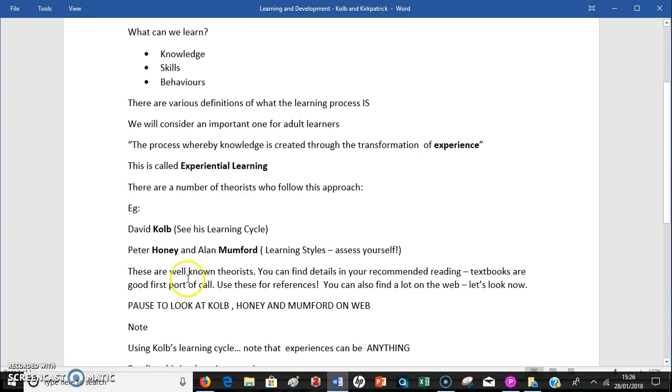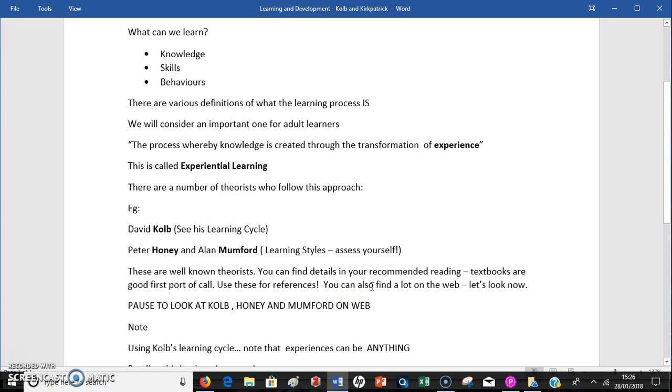Okay. So as I say here, these are well-known theorists. You can find details in your recommended reading, I'm quite sure. Look for the textbooks, first of all. It's always a good place to look first. And use them for references. Make sure you reference good books, including your textbooks. But you can then also find a lot of other things in journals, for instance. You can also find stuff on the web, which I think is quite good initially anyway, to give you an idea of things. And of course, you can also reference it as well.